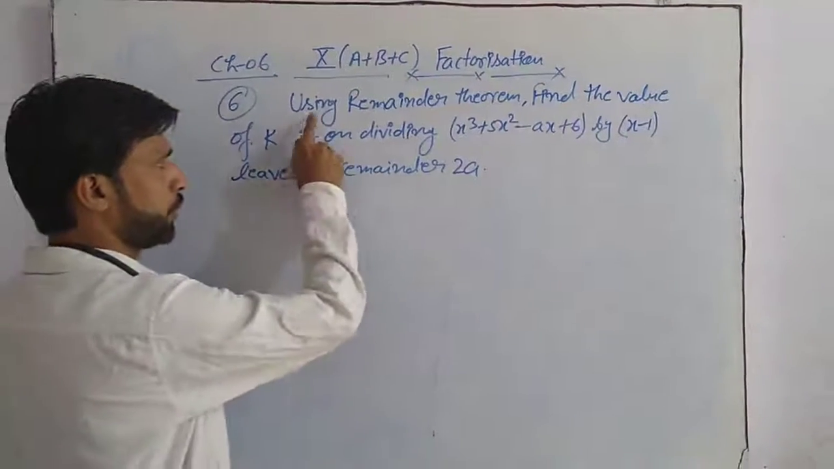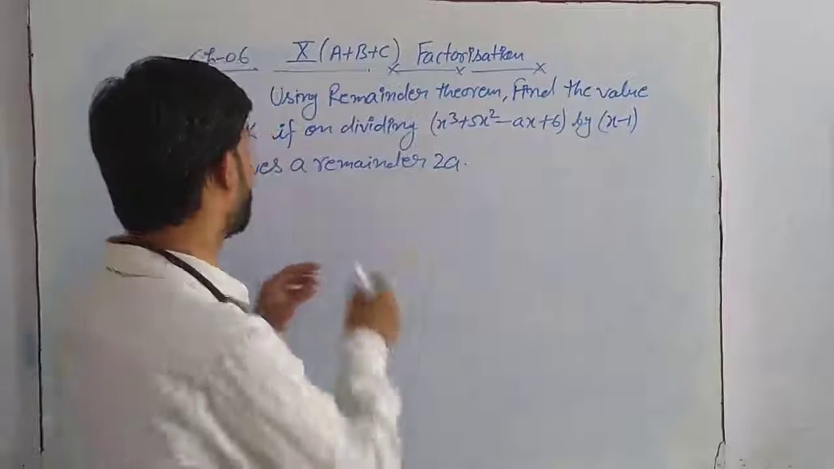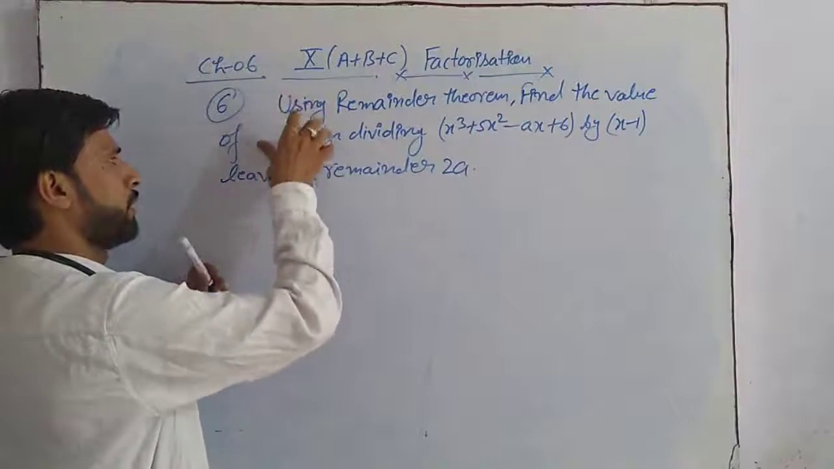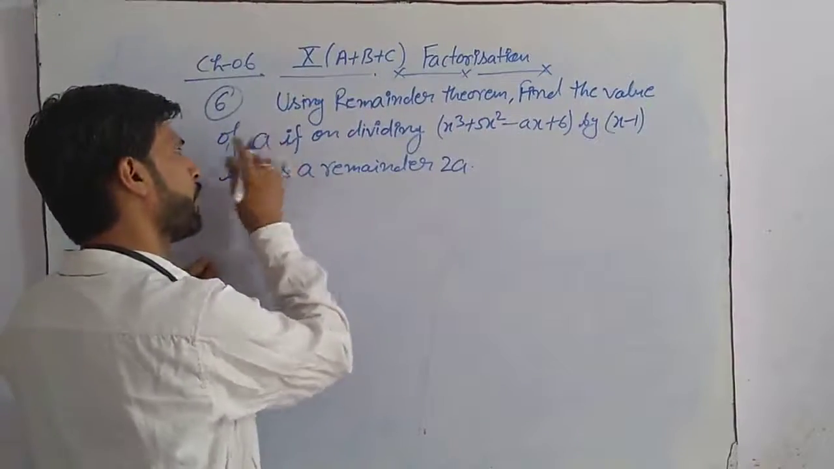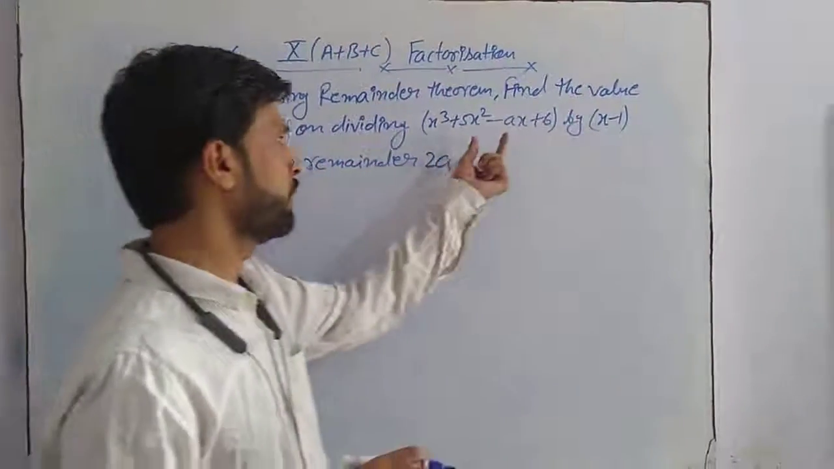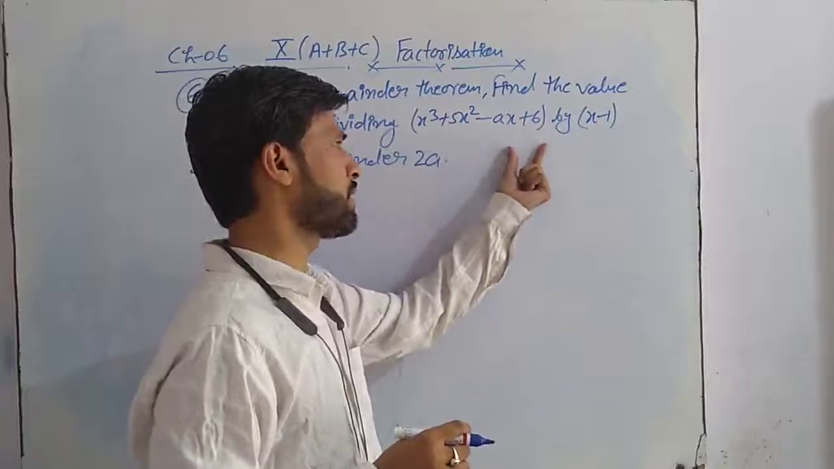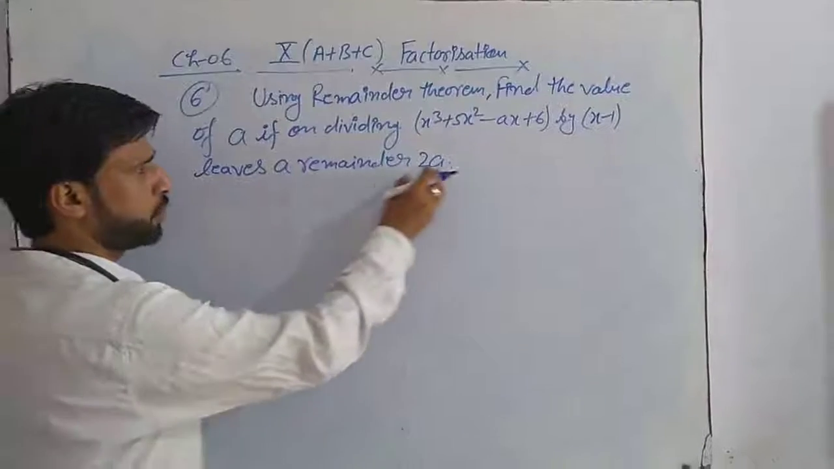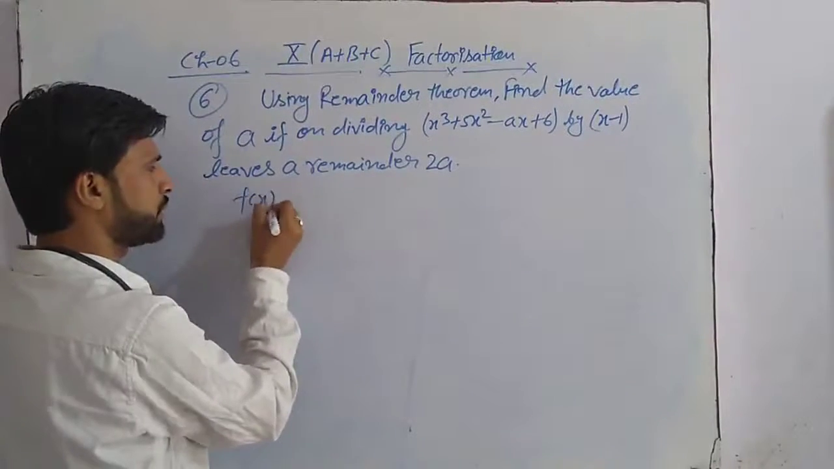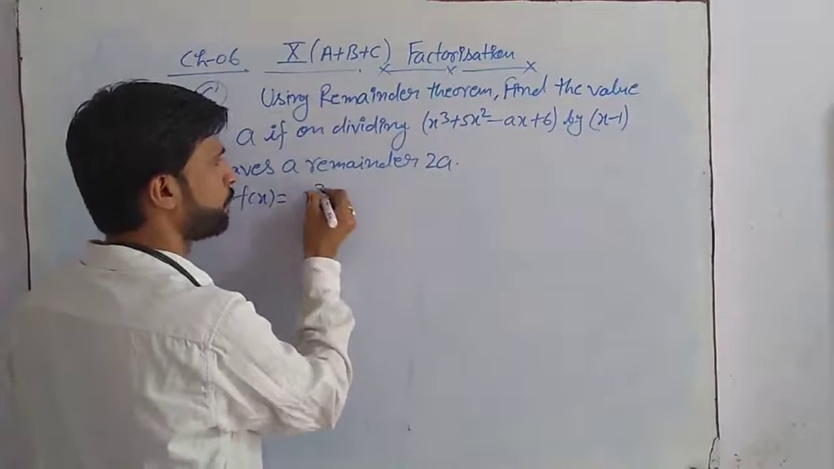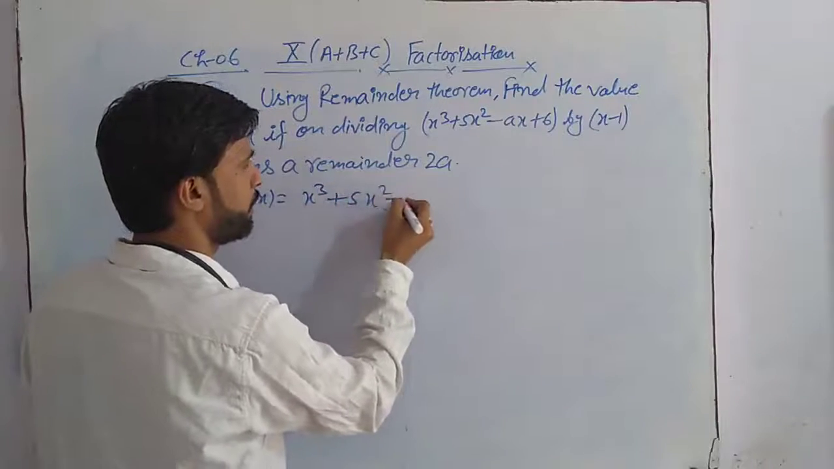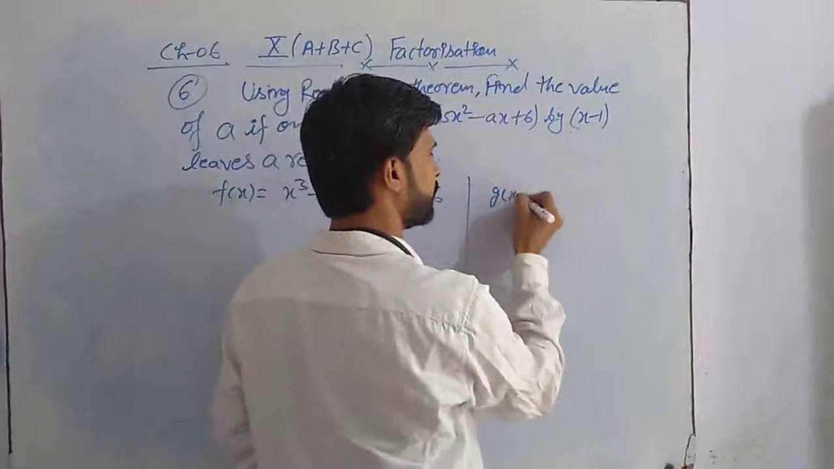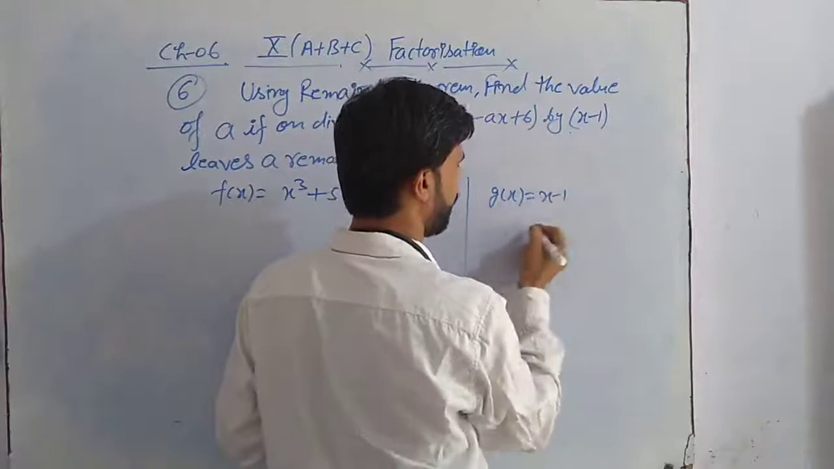Question number 6. Using the remainder theorem, find the value of a. Find the value of a if on dividing x cube plus 5x square minus ax plus 6 by x minus 1 it leaves a remainder 2a. Now firstly, f(x) is equal to x cube plus 5x square minus ax plus 6, and another function g(x) is denoted by x minus 1.